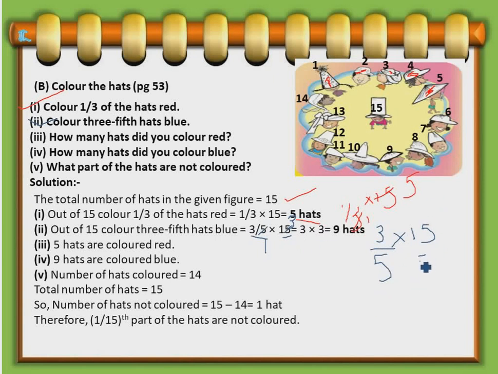Otherwise what will you do? You calculate like this. 15 threes you have to calculate. So how much will you get? 45 divided by 5. So 5 ones are 5, 5 nines are 45. You do your normal division otherwise. 45 divided by 5, like this also you can do if you don't know how to cancel in this way. Okay, so how many hats did you get? 9 hats. So 9 hats you have to color in which color? Blue color. So 1, 2, 3, 4, 5, 6, 7, 8 and 9.